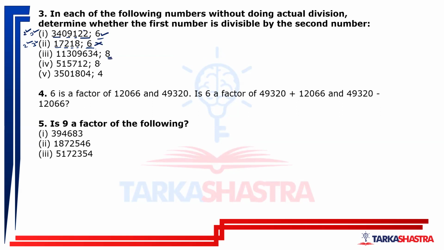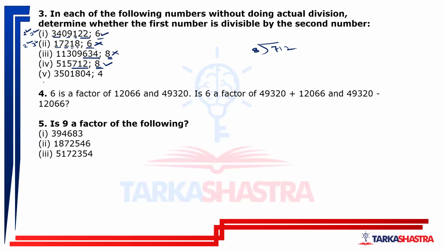Then what is the divisibility rule of 8? Last three digits. 634 is not divisible by 8, so the whole number is not divisible by 8. Then comes 712. Again, we have to check the divisibility by 8, so we check the last three digits. 712 is properly divisible by 8, which means it will leave a remainder of 0. Hence this number satisfies; the first number is divisible by the second.